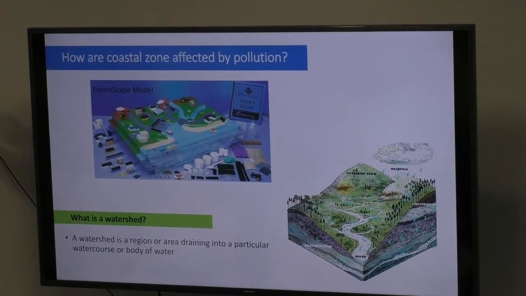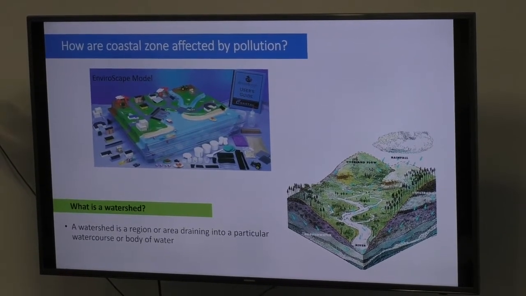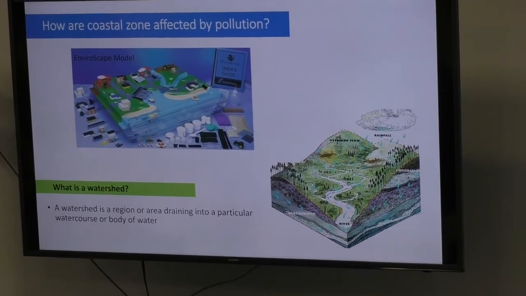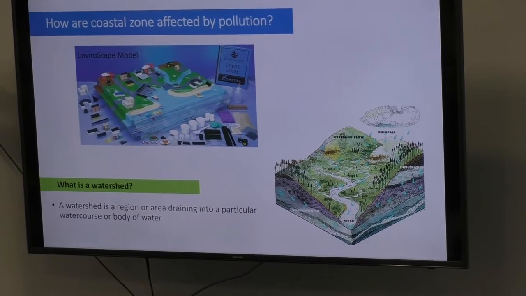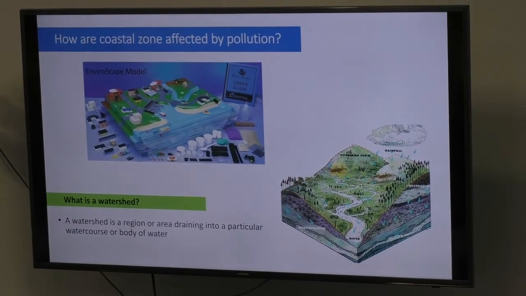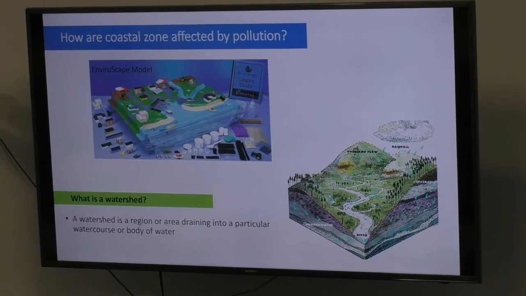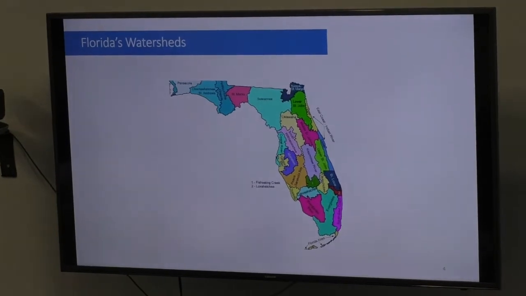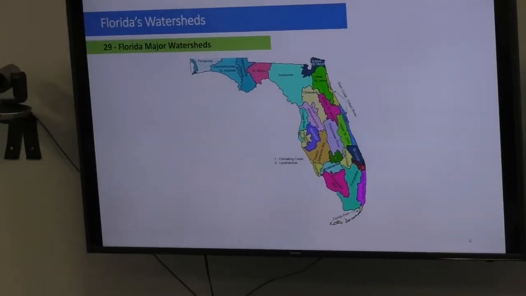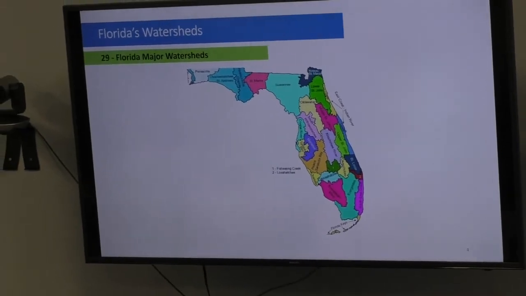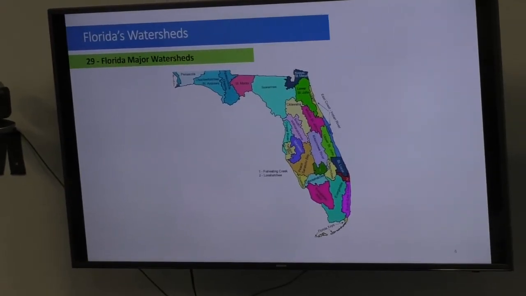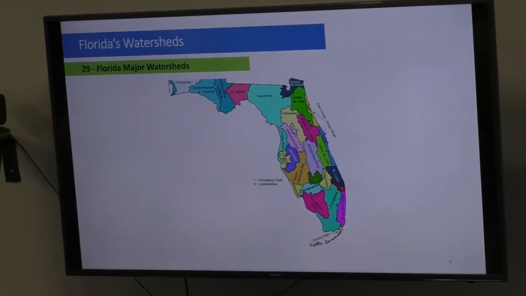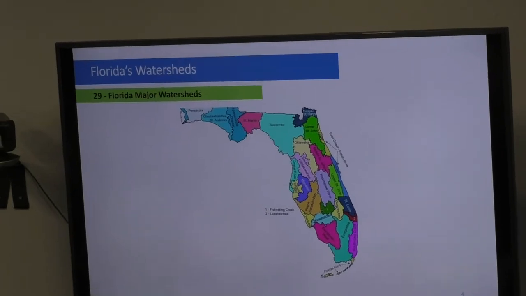In order to do this, we need to know some terms. A watershed is the land where, when rain comes on the land, the water drains to a particular water course or a specific water body. If you look at Florida, our outlet, for example, is going to be the ocean. Florida has 29 major watersheds, and it's important to protect the watershed that we live in. It doesn't matter what place on earth we live, we always live in a watershed.